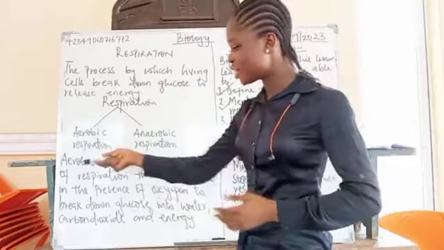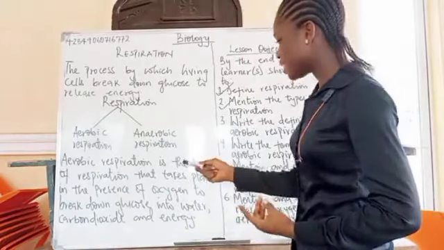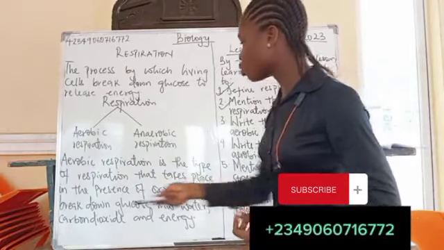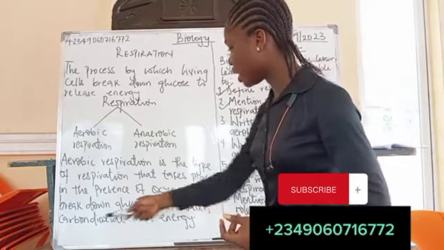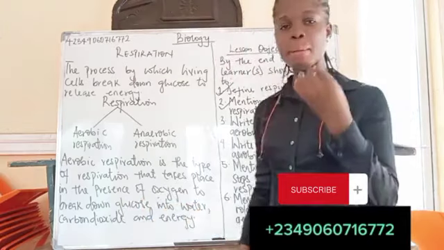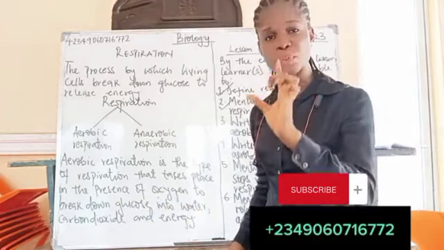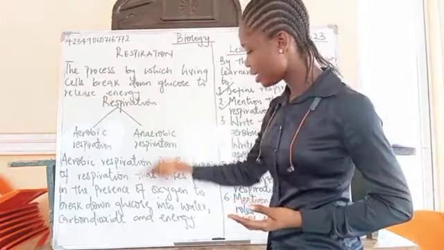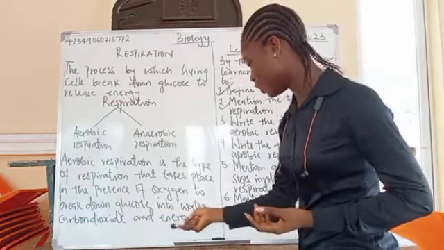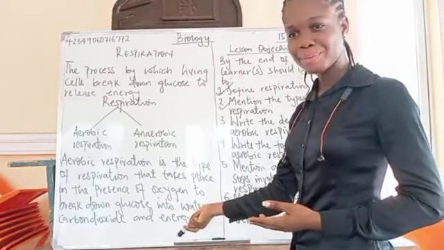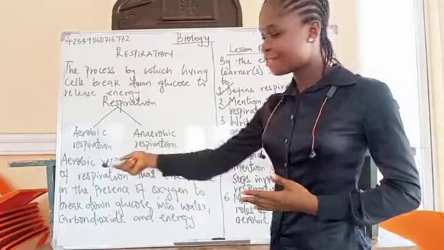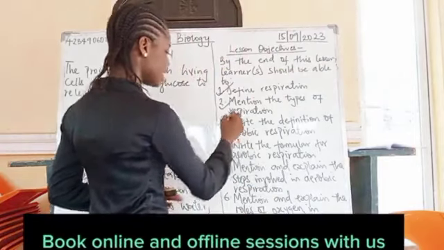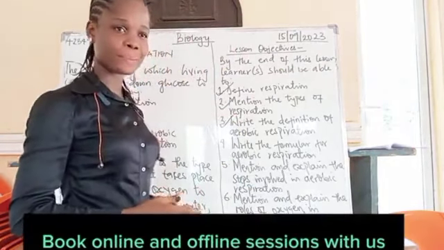So, this is the definition of aerobic respiration, the type of respiration that takes place in the presence of oxygen to break down glucose into water, carbon dioxide, and energy. Remember, I told us that the main purpose of respiration is the release of energy. Here we have release of energy, here we also have the release of energy. Having learned the definition of aerobic respiration, we have achieved our third instructional objective.